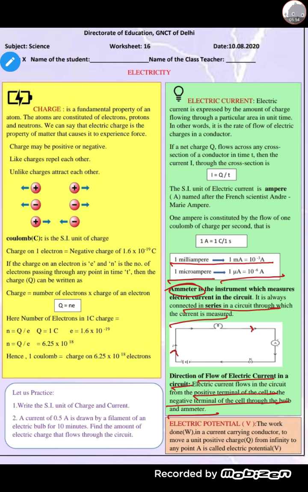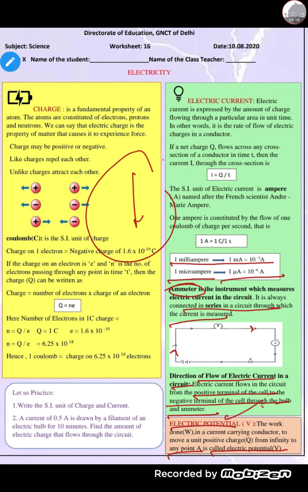And what is electric potential? The work done in a current carrying conductor to move a unit positive charge from infinity to a point A is called electric potential. It means the amount of work done to move a unit charge from infinity to a particular point is called electric potential.